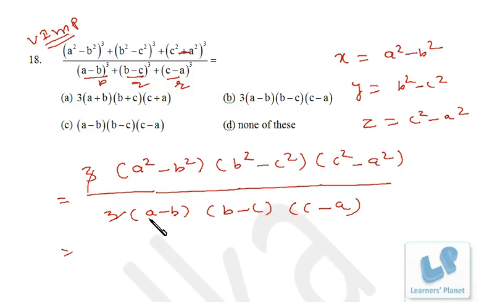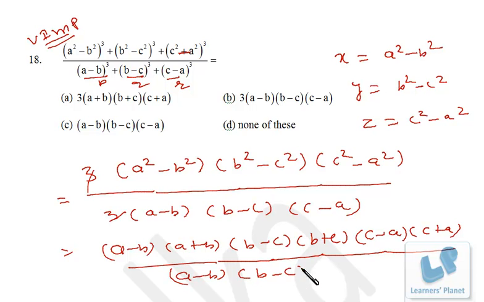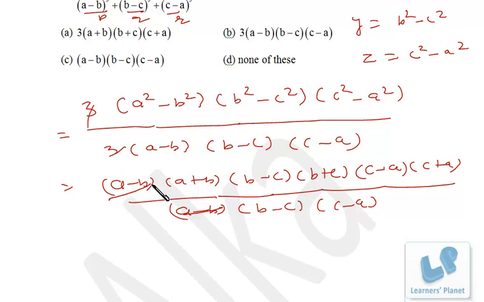Now what? A square minus b square can be written as a minus b, a plus b. Similarly, b square minus c square is b minus c, b plus c, and c square minus a square can be written as c minus a, c plus a, right? And here it is a minus b, b minus c, and c minus a, right? So a minus b is cancelled, b minus c is cancelled, and c minus a is cancelled. So finally we are left with a plus b, b plus c, and c plus a, right?